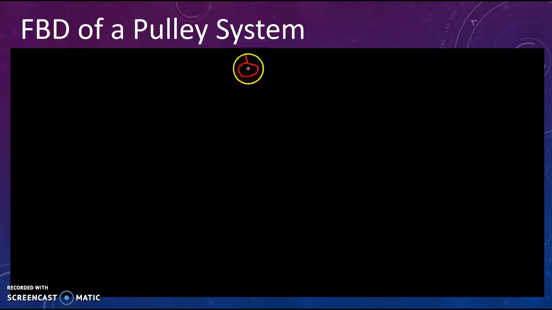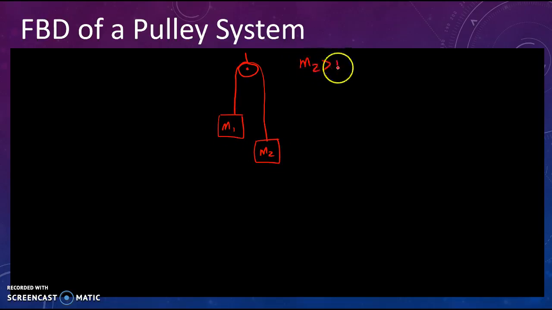So we're going to consider a very simple system, and here's our pulley, and we're going to assume that this pulley is massless and frictionless. And we'll also use a massless string. So we're going to really simplify this down. And we have two blocks hanging over this pulley. Let's say this block is M2, this block is M1, and M2 is greater than M1, okay?